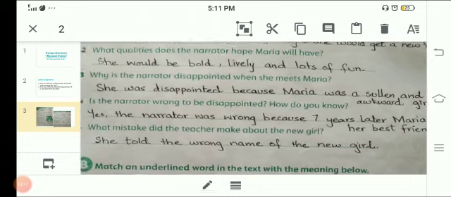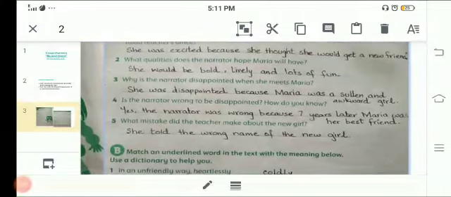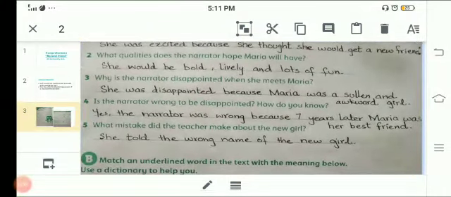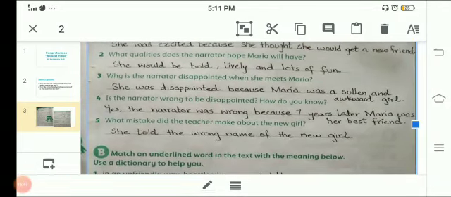Fine. Number 4. Is the narrator wrong to be disappointed? First of all, you have to tell whether her disappointment was correct, or whether the narrator was wrong to be disappointed. How do you know? You also have to tell how you come to know that she was wrong in her disappointment. So what will be the answer?